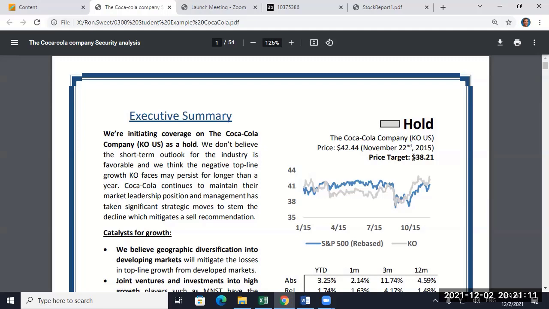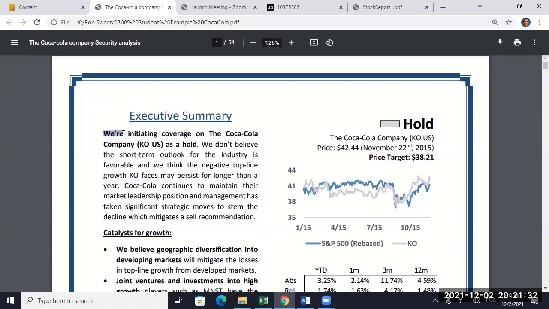His price target was 38. What is Coca-Cola's current price? Make sure you use KO, not Coke. What is their current price? 53. So this was back in 2015. So you'd have to look at 2016 or so and see how it did.